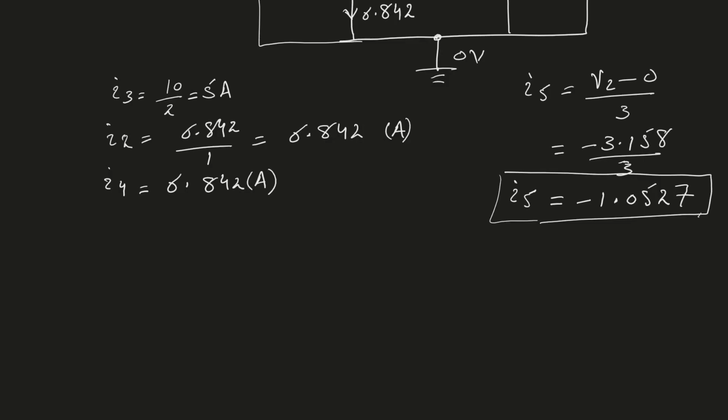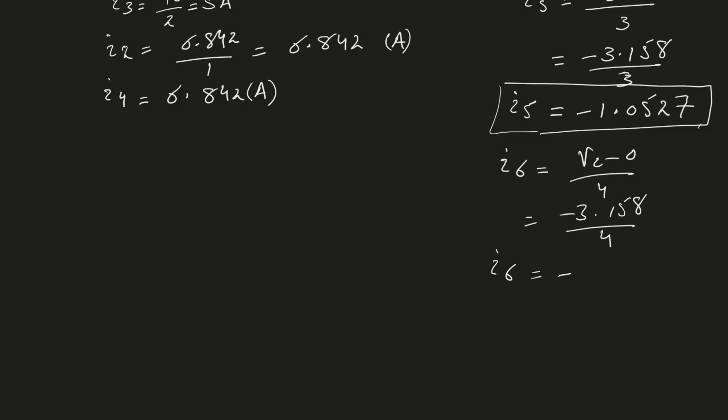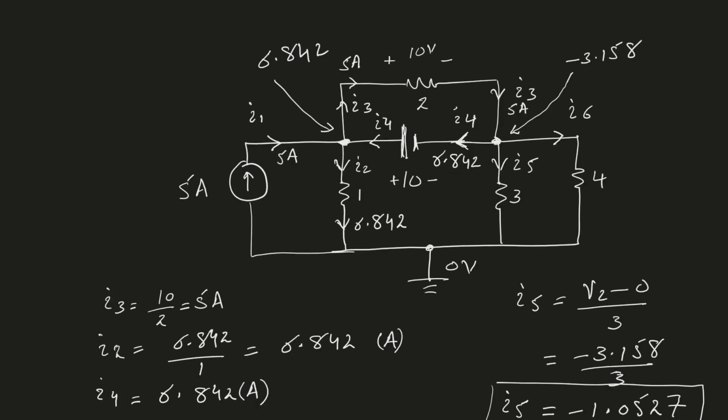Similarly, we can now calculate I6, which would be equal to V2 minus 0 divided by the 4 ohm resistor. So it's negative 3.158 divided by 4, and that is equal to negative 0.7895. This is I6. So now we got I5, I6, I4, I3. So now we can check if KCL is satisfied at node 2.